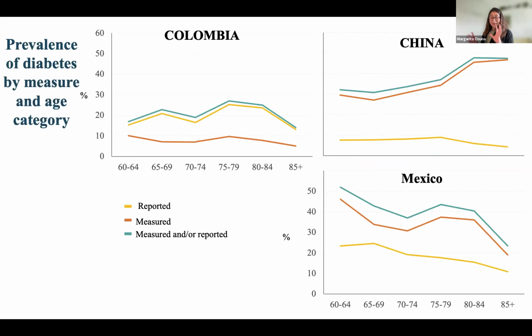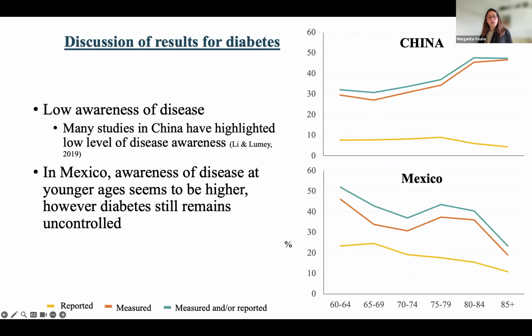Because of time, I can't separate the slides for diabetes, but here you get the same idea. Colombia is in this panel, and you can see that the reported measurements are very similar to the combined measurements. The measured measurements are the lowest, and in China and in Mexico, this is the opposite story. So what our results compared to the literature show is that there is low disease awareness, and it is particularly stark, at least from what we can observe here, in China among the oldest old.